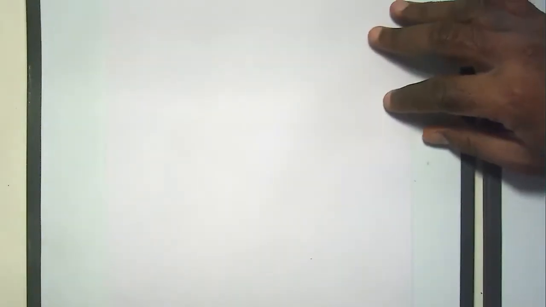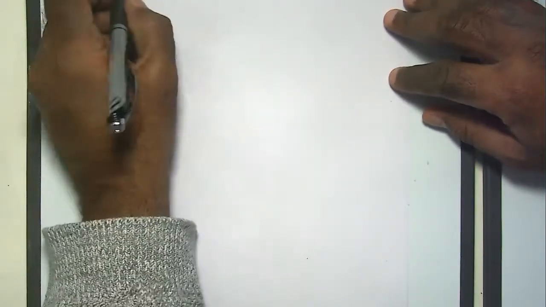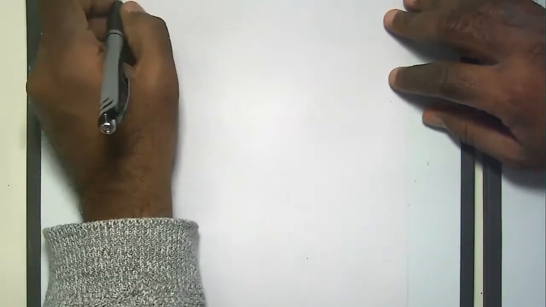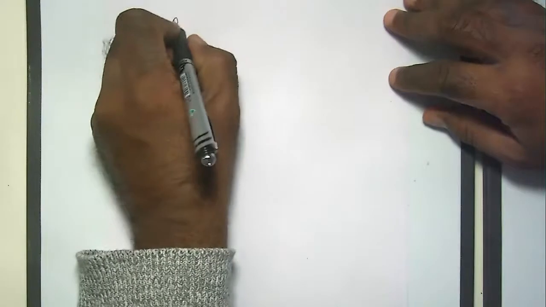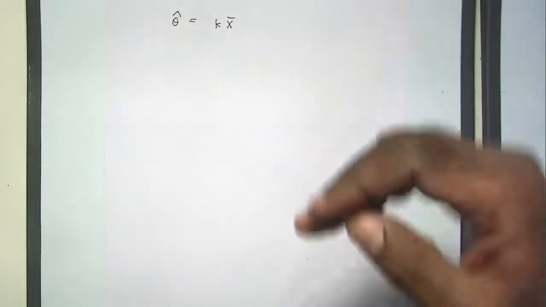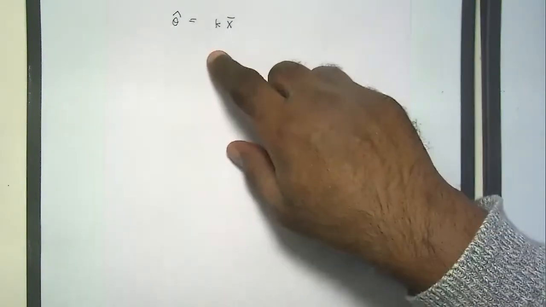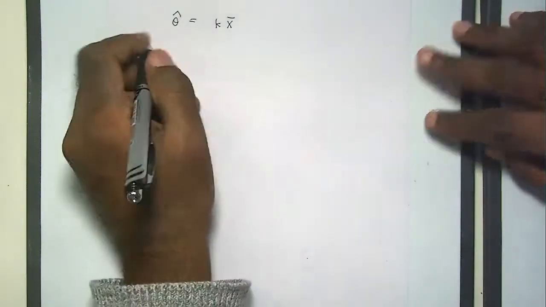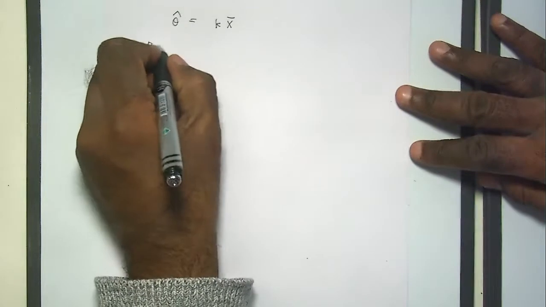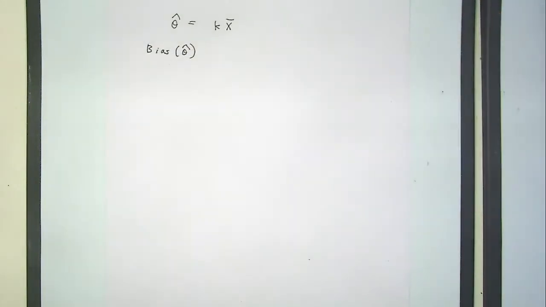So you have question 9. You have the estimator theta hat equal to k times x bar. The first part is asking you to find the value for k so that this estimator is unbiased for theta. Alright, so what you need to do is to find the bias first. Remember, the estimator is unbiased if the bias is 0, right?